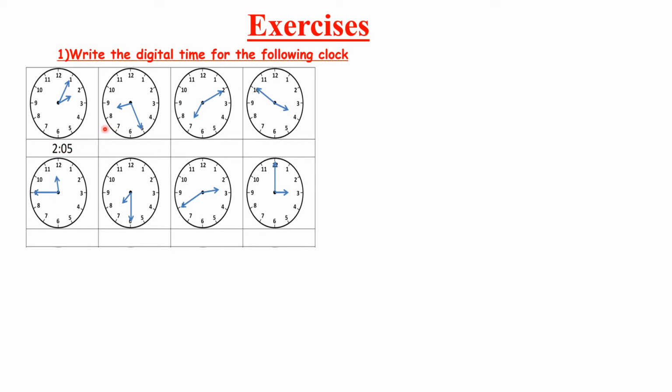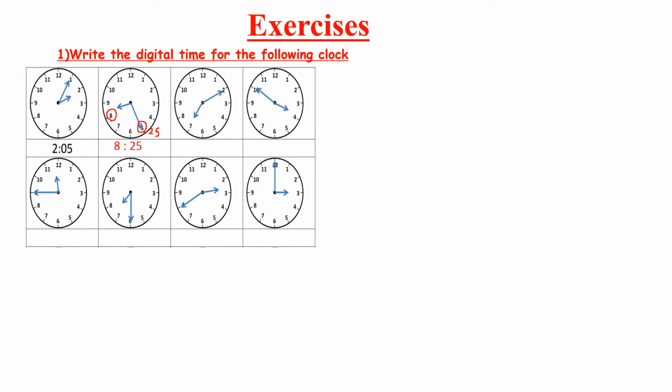Let's see the next one. Here the short hand is between 8 and 9, so we take the smaller, which is 8. And the long hand is here at 5. So when it is at 5, it will be 25 minutes. So the time in digital is 8 and 25 minutes.